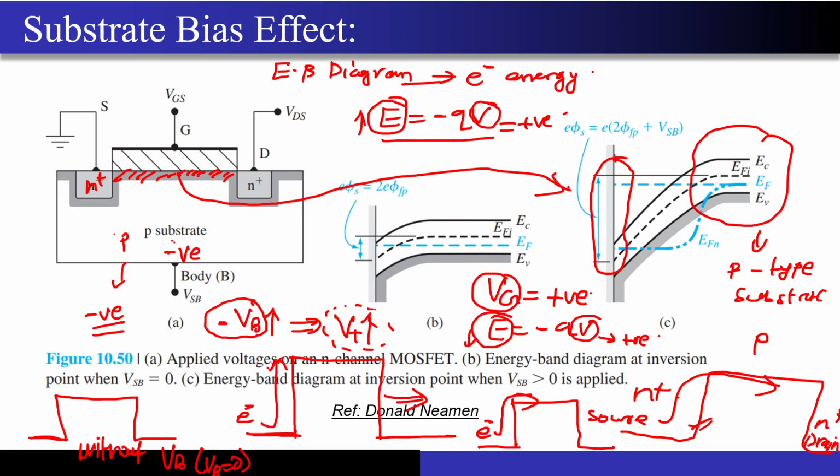Now because this junction got reverse biased, you will have a lot of band bending, right? The reason for this band bending is only that you are applying a very huge reverse bias, and you can clearly see the amount of band bending over here. Apart from this 2 phi_F, you have an additional VSB over here, right? So now I hope this energy band diagram is also clear.